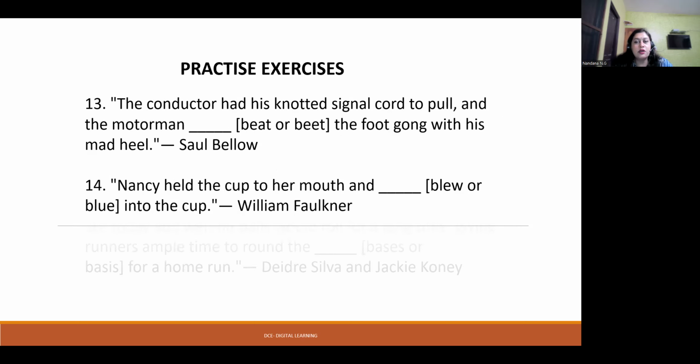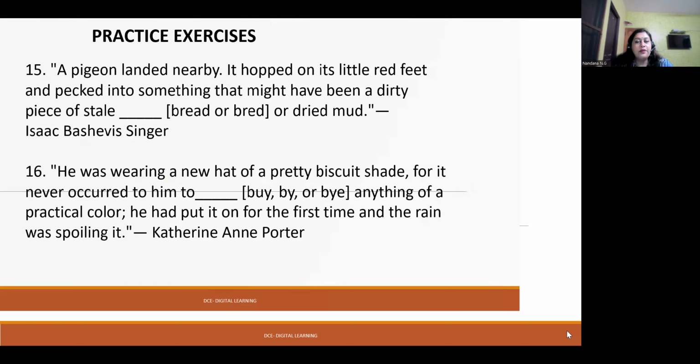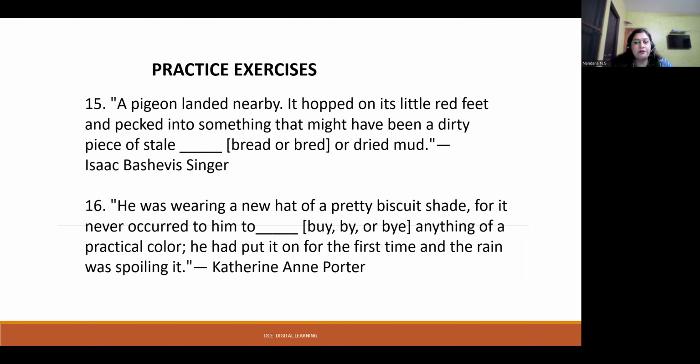The conductor had his knotted signal cord to pull, and the motorman beat, B-E-A-T, the foot gong with his mad heel, by Saul Bellow. Nancy held the cup to her mouth and blew, B-L-E-W, into the cup. William Faulkner. A pigeon landed nearby. It hopped on its little grey red feet and pecked into something that might have been a dirty piece of stale bread, B-R-E-A-D, or dried mud. Isaac Bashevis Singer. He was wearing a new hat of a pretty biscuit shade, for it never occurred to him to buy, B-U-Y, anything of a practical color. He had put it on for the first time and the rain was spoiling it.